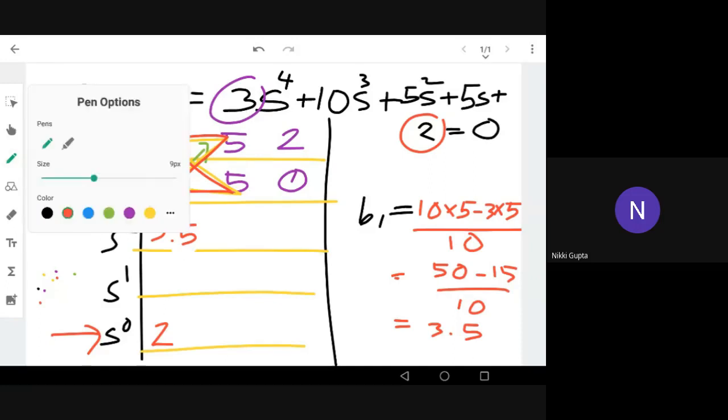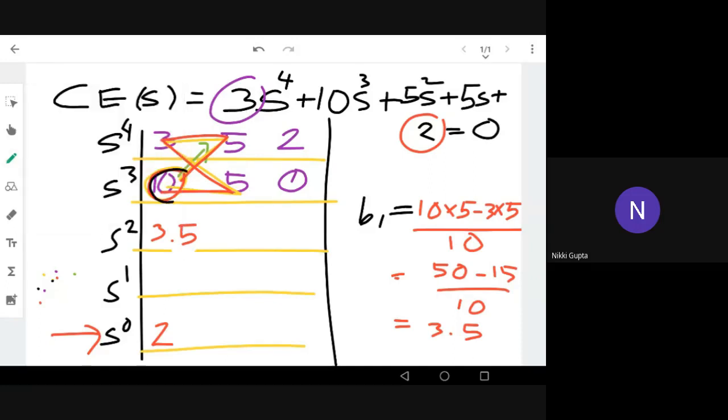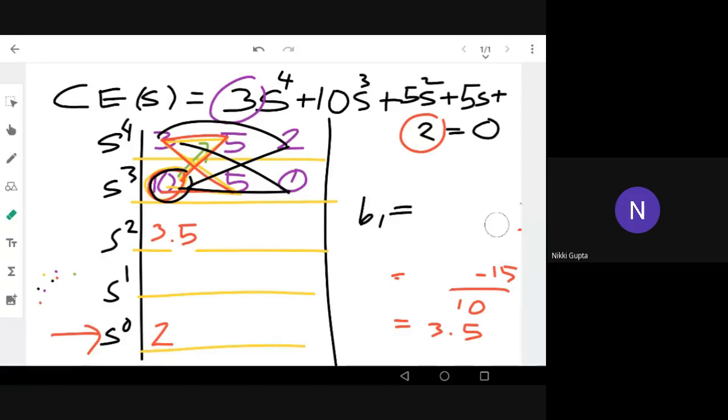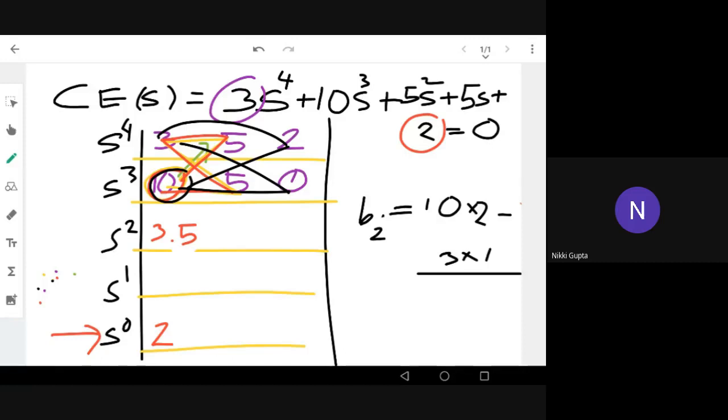Now again start with 10. 10 into 2 minus 3 into 1 divided by 10. So now we calculate B2. B2 is 10 into 2 minus 3 into 1 divided by 10. That is 20 minus 3 divided by 10, that is 17 by 10, 1.7. We got 1.7 here.